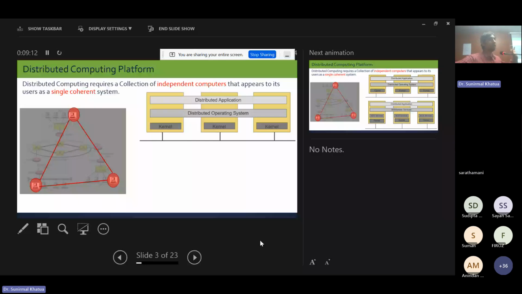Now, can you tell me, anyone of you, what may be the issue if I go for this kind of model? What may be the challenge I have to face? Anyone? Why does this fail? Obviously, it has failed. You know that there is no such distributed operating system that solves everything. If it solved everything, then cloud computing would not have come.